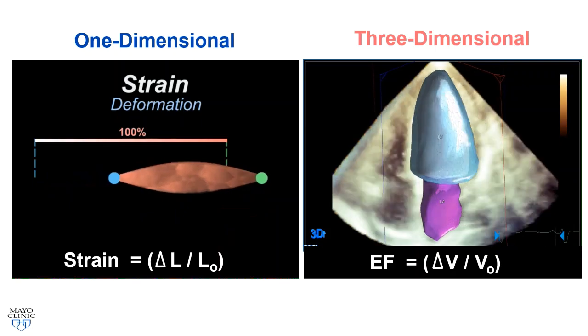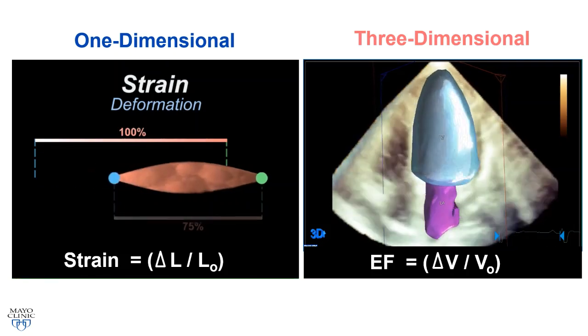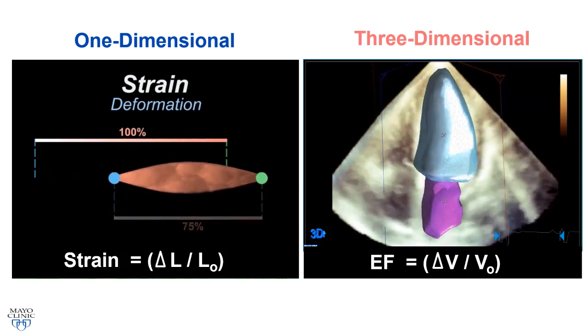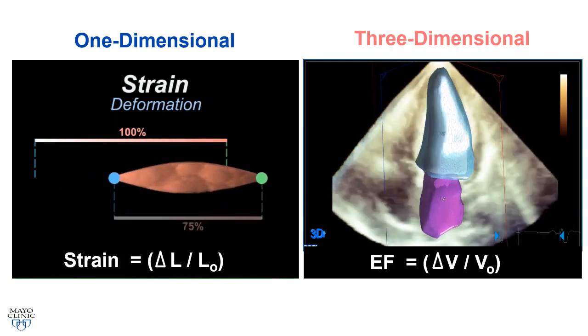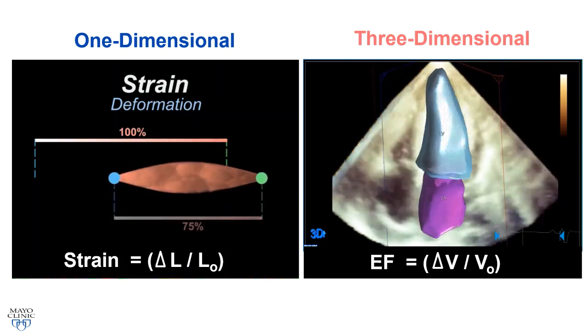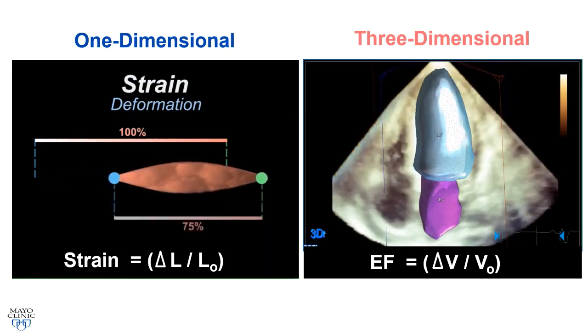With global longitudinal strain, we are looking only at that one parameter of deformation, and therefore ejection fraction may be normal when global longitudinal strain goes down, because longitudinal strain has its buddies, circumferential and radial, that can augment its function and maintain things like ejection fraction.